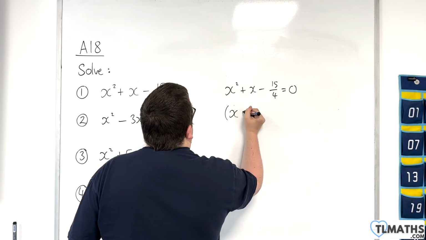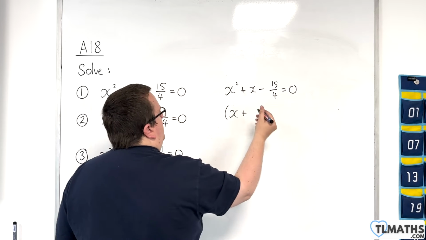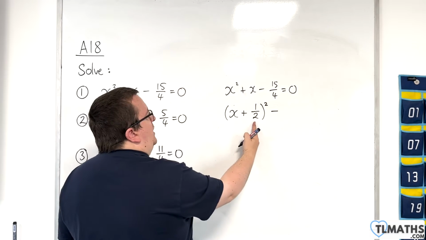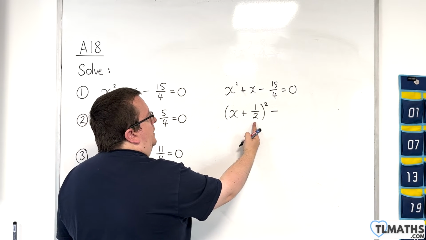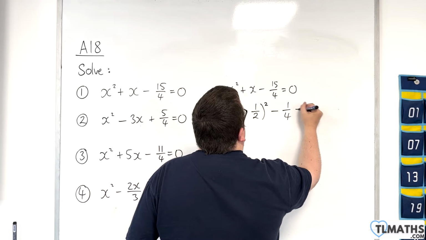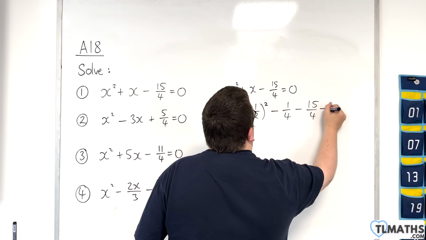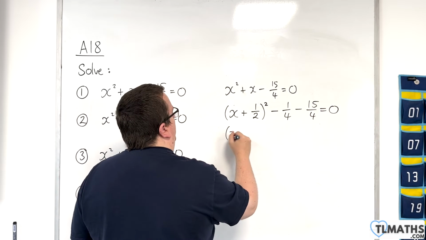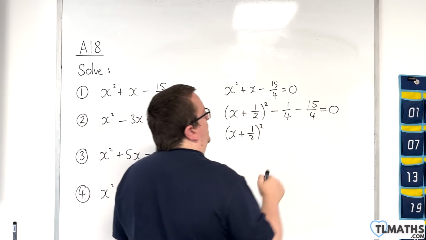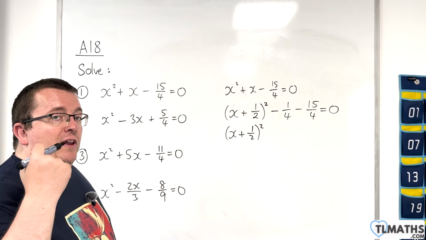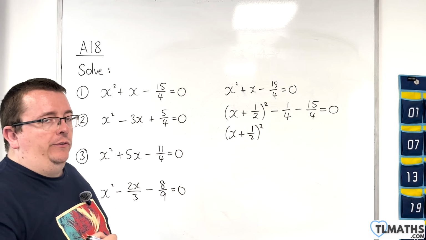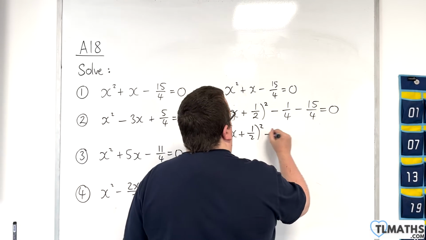So first of all, x plus and then half of 1 is a half squared. Then we need to take away 1/2 squared. So 1/2 squared is 1/4, and then we've got take away 15 quarters is equal to 0. Okay, let's tidy this up. So we've got minus a quarter, take away 15 quarters. So that means we've got take away 16 quarters, which is take away 4.